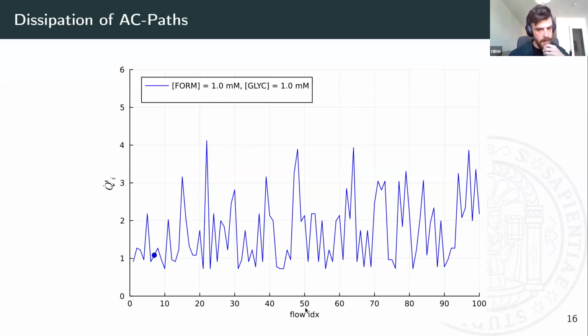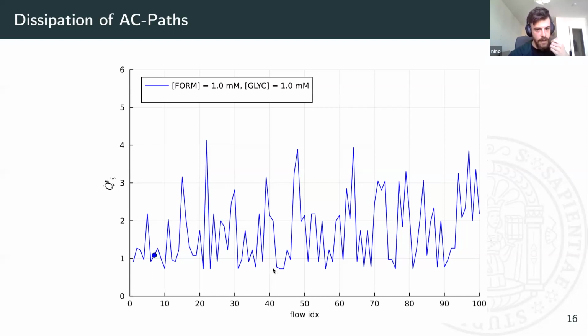On the x-axis is just the index of each flow solution. It's basically the order in which the software package finds them, so not necessarily any specific order, just the first, the second, the third, until the 100th solution. And on the y-axis, you have the dissipation that was calculated. The blue dot here represents the classical Breslow cycle. And you can already see that while it's one of the autocatalytic pathways that is found with a low dissipation, it is not the lowest.